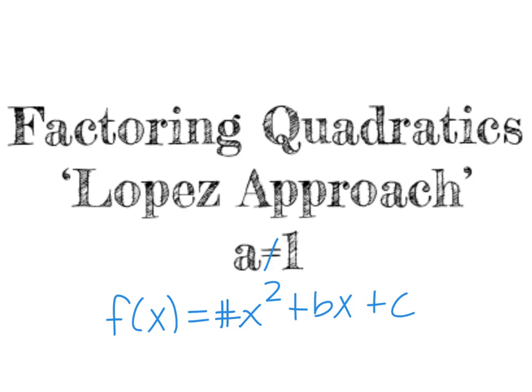It's the same type of problem. Still the Lopez approach, still factoring, still doing the 3 columns, still cross multiplying and adding. All of that's the same, but we're going to throw a number in the front to make things just a little bit more complex. So let's do a few examples, and then tomorrow we can do some practice over all of this.